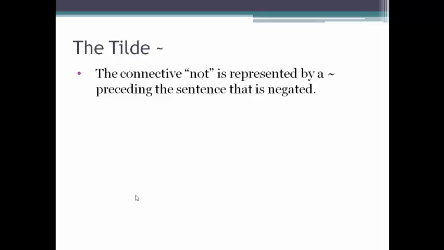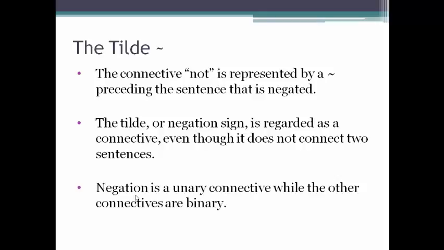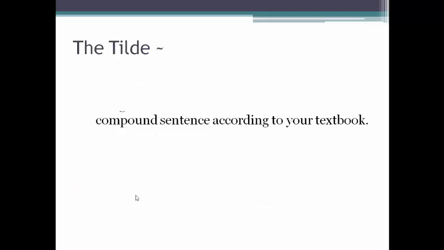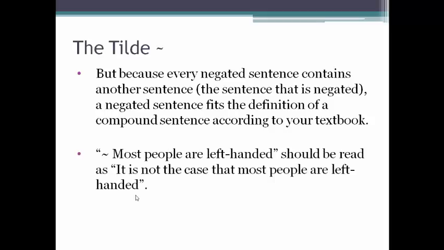The tilde. The connective not is represented by a tilde, preceding the sentence that is negated. The tilde or negation sign is regarded as a connective even though it does not connect two sentences. Negation is a unary connective, while the other connectives are binary. Because every negated sentence contains another sentence, namely the sentence that is negated, a negated sentence fits the description of a compound sentence according to your textbook. So "tilde, most people are left-handed" should be read as "it is not the case that most people are left-handed."